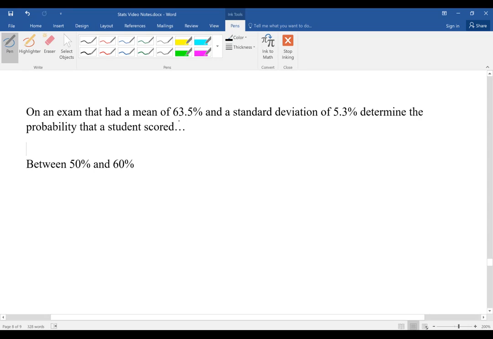On an exam that had a mean of 63.5% and a standard deviation of 5.3, determine the probability that a student scored between 50 and 60%. First, let's start by looking at our formula: z is equal to x minus mu divided by sigma. In this instance, I have two different values that I care about, so these are two different x values. Let's call them x1 and x2 for now. The mean is 63.5 and my standard deviation is 5.3. What I want to determine is the probability that a student scored between these two values.